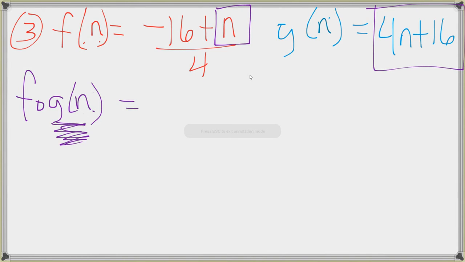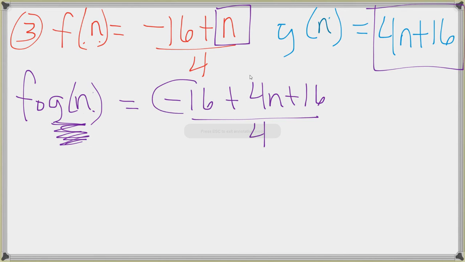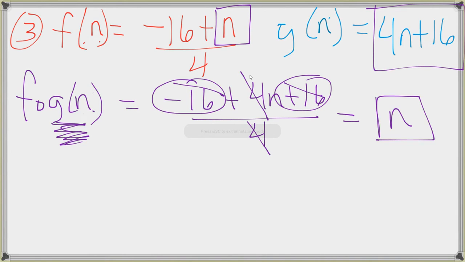So we're going to take the function g of n, 4n plus 16, it's blue, plug it into the red n. So negative 16 plus 4n plus 16 divided by 4. Work on the top first. What happens to the 16s? They cancel. Then you're left with 4n divided by 4. And the 4's cancel. And all that's left that didn't cancel out is the n. So they might be inverses because f of g of n equals n.